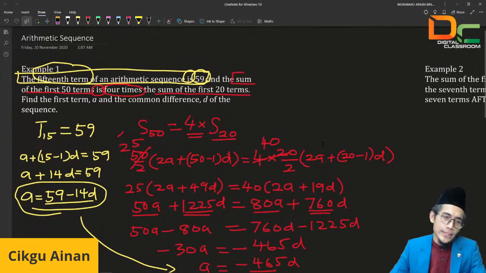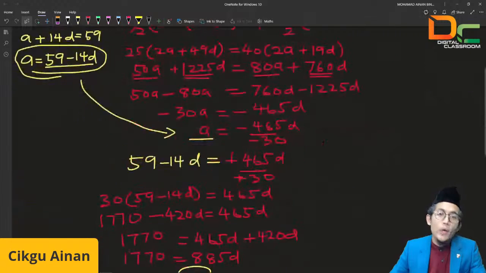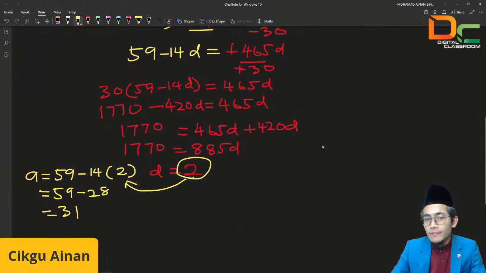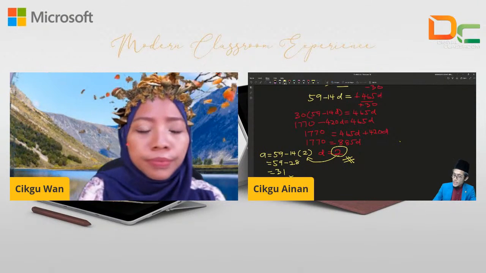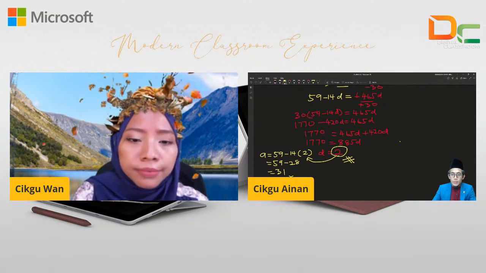Oh yes, that is. Find the first term A and the common difference. So the first term is 31, and then the common difference is 2. Okay, so let's move on to the second one.